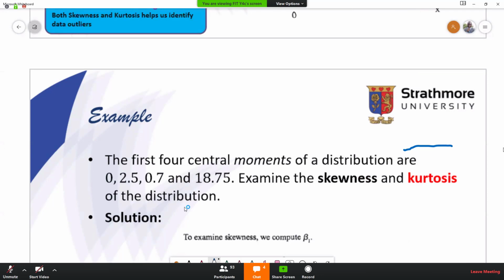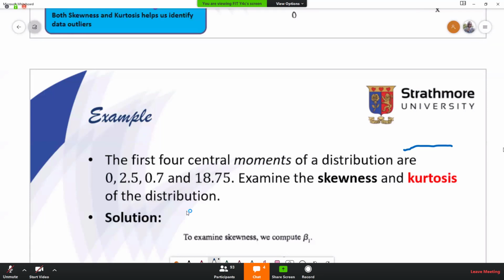The first four moments of a distribution are 0, 2.5, 0.7, and 18.75. Examine the skewness and the kurtosis of the distribution. I want us to calculate this one from the formulas I've already given you, and then try to tell me. Finding beta 1 and finding beta 2. Beta 1 defines skewness, beta 2 defines kurtosis.